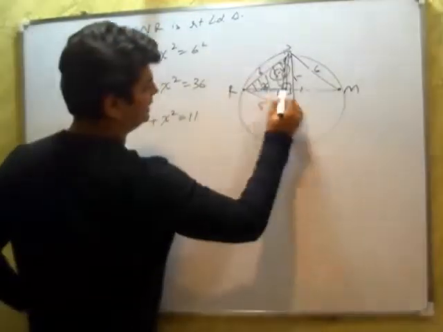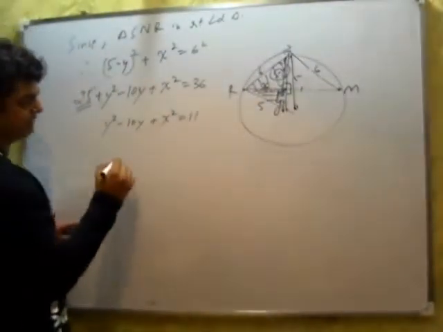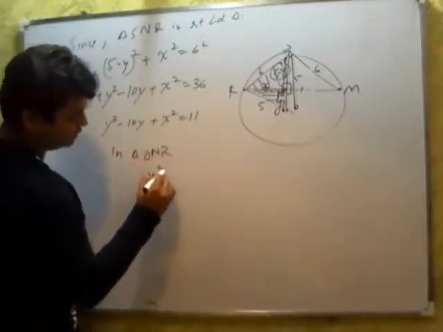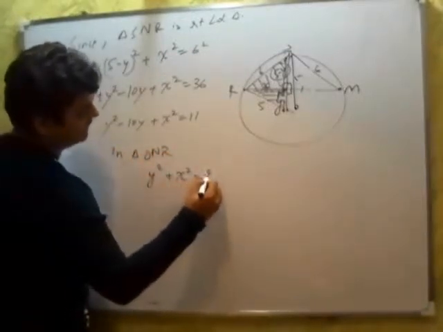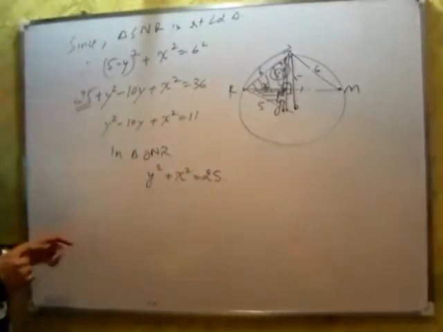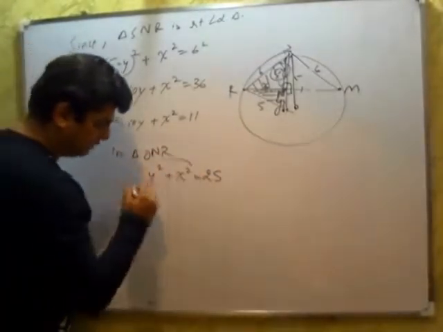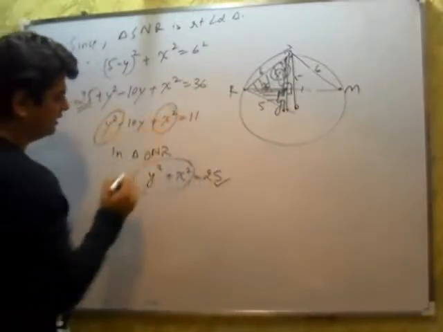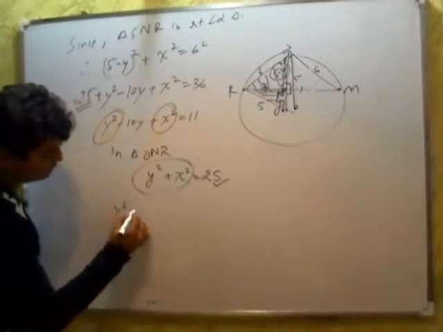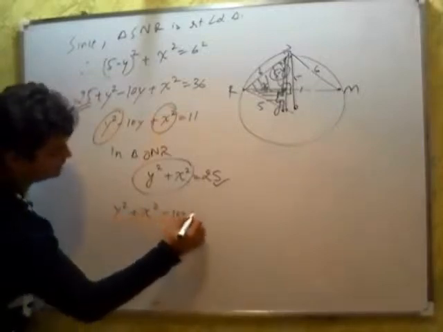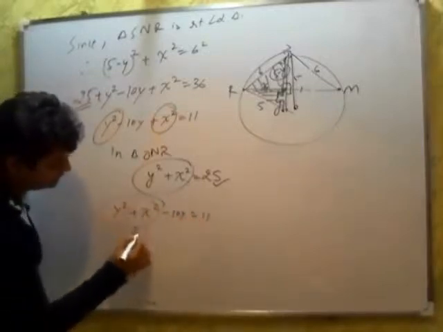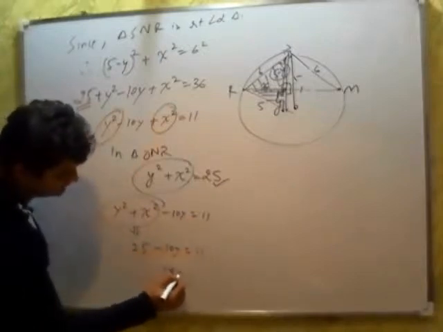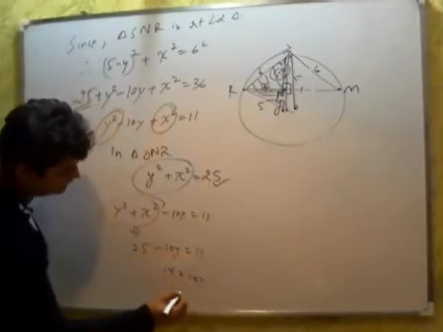If you see this triangle, then you find something else. In triangle ONR, y square plus x square is equal to 5 square, that is 25. You know the combined value of y square and x square as 25, and if you put it over here, then you get y square plus x square minus 10y equals 11. You substitute this by 25 and you land up with 14 is equal to 10y, 1.4 is equal to y.